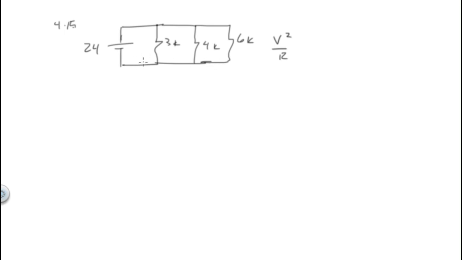So 24 squared divided by 3,000 is equal to 0.192 watts. 24 squared divided by 4,000 is equal to 0.144 watts. 24 squared divided by 6,000 is equal to 0.096 watts. So you have these all together, and what do you get?